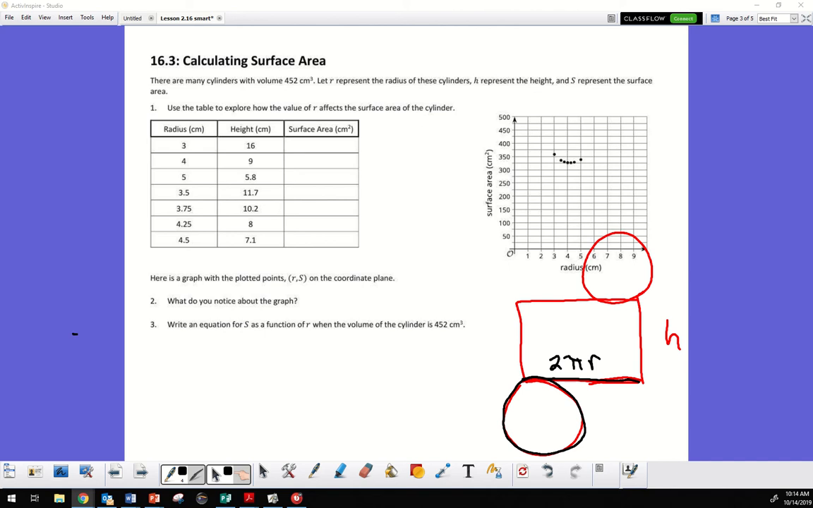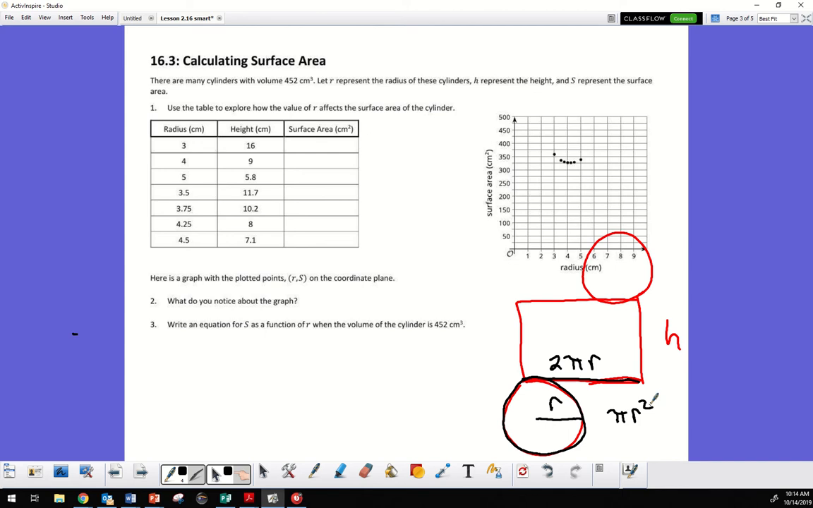Okay, so yes, they have the top and bottom also. So now, the area of the top, the area of a circle, is going to be pi r squared. And how many of those circles do I have? I have 2 of those.